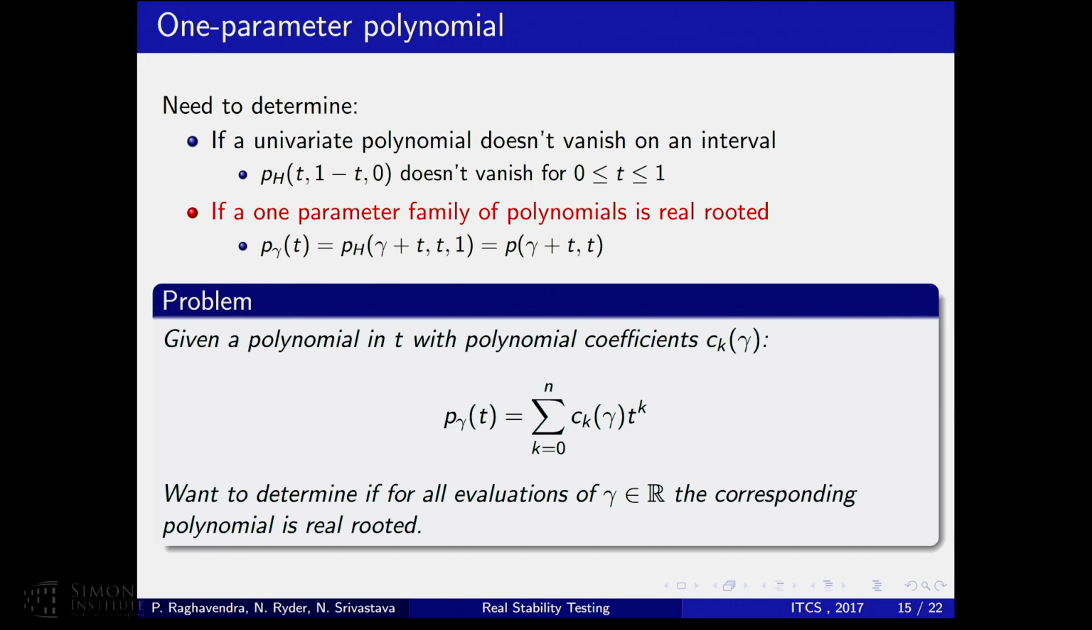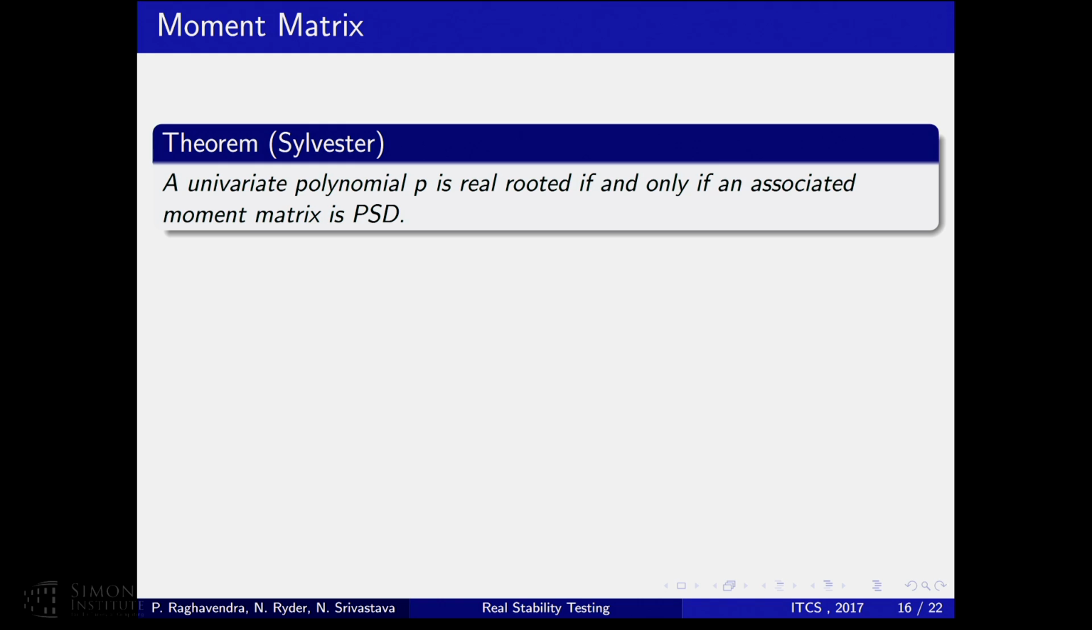So this is exactly what I mean by a one-parameter family of polynomials. I have a family of polynomials which is parameterized by gamma. So for each gamma, we get a polynomial in T, and the coefficients of T are polynomials themselves in gamma. And we want to determine if, for all evaluations of gamma, the corresponding polynomial is real rooted. So how do we do this? We use classical machinery that's used to determine if a univariate polynomial is real rooted.